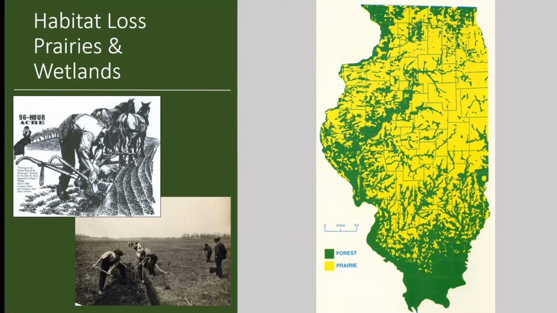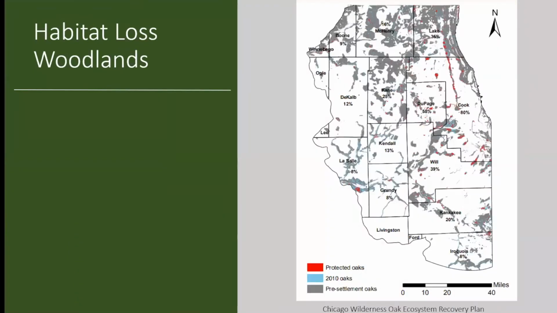Drain tiles were installed, and so all of the wetlands were drained as well. In and around the Chicago area, nearly all of the woodlands were clear cut, making plank roads for moving the commerce that was happening, for building homes and the like. And today we've lost 80% of our oak woodlands.